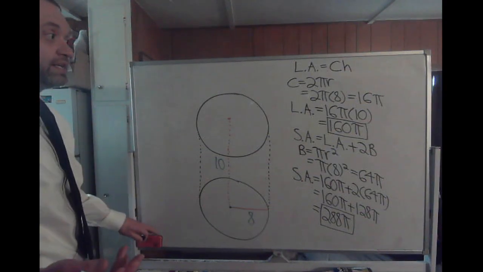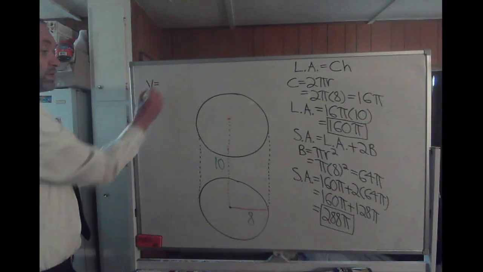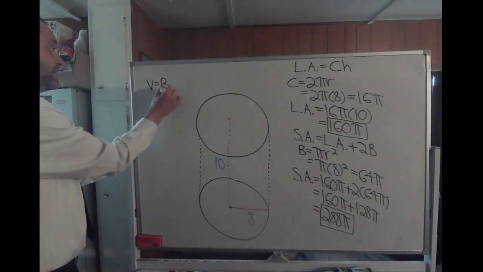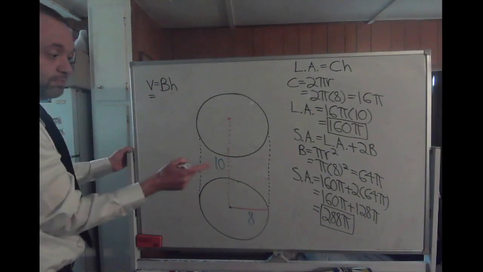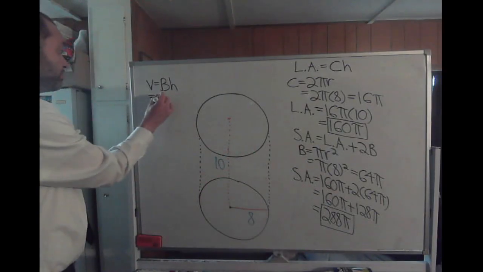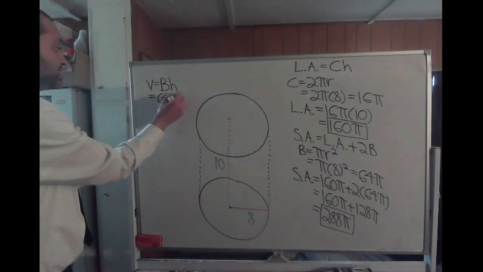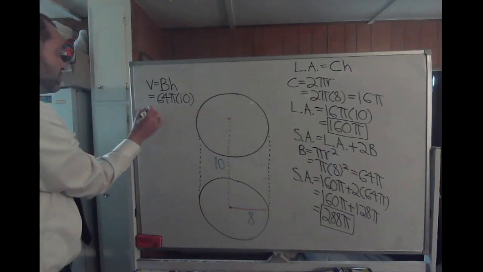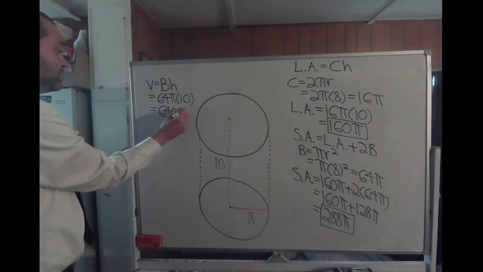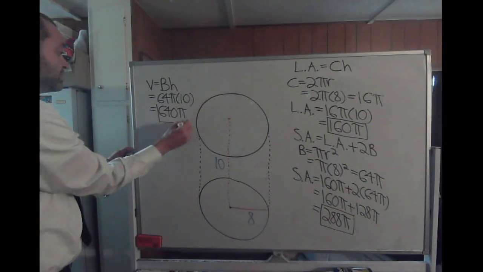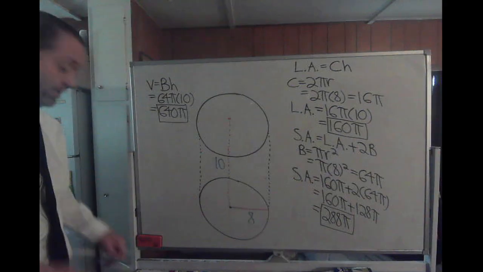Now, last but not least, we can find the volume. So the volume, of course, is the area of the base times the height of the cylinder, which the area of the base was 64 pi square units. Take that times your height of 10 units for the cylinder, which would give you a volume of 640 pi cubic units. So the volume of this cylinder would be 640 pi cubic units.